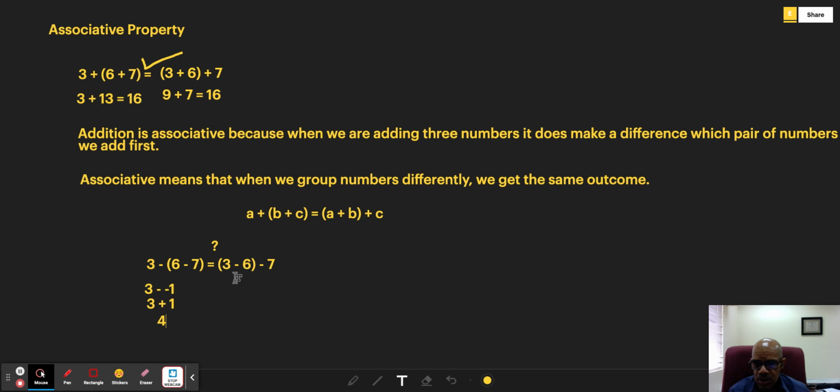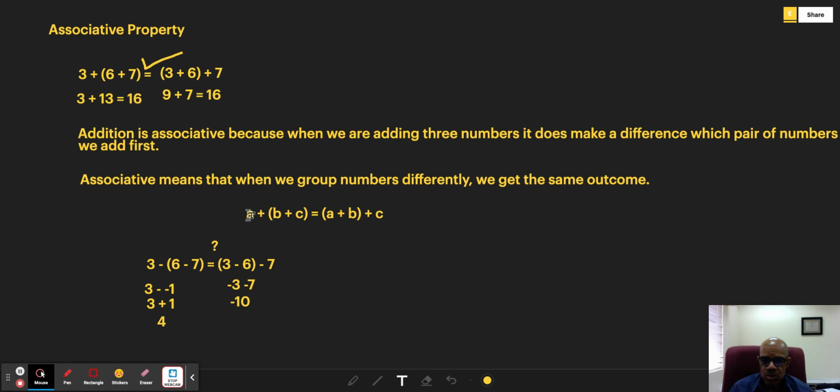Over here we get 3 minus 6, that's minus 3. And minus 7, minus 3 minus 7. Ooh, got a dot in there somewhere where that's not supposed to have one. Minus 3 minus 7, and that's just going to be equal to minus 10, or negative 10. So we can see clearly that subtraction is not associative.